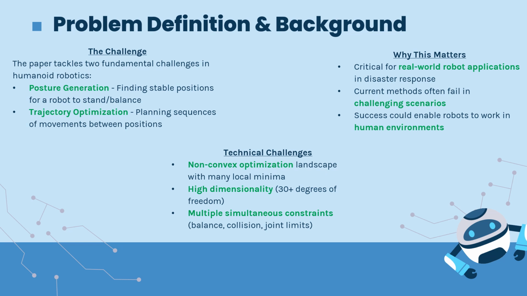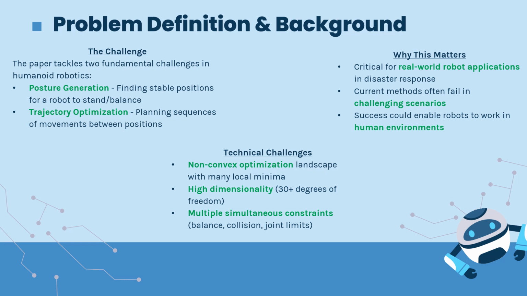Why it's challenging, if you may ask? First is non-convexity of the problem. The optimization landscape has many local minima where algorithms usually get stuck. For instance, when trying to move an arm around an obstacle, a simple optimization might keep trying to move through the obstacle rather than finding a path around it.